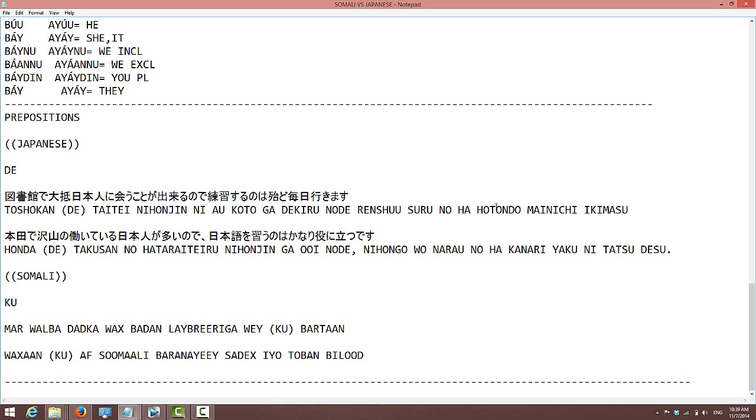Hotondo is almost. Mainichi is every day, and then ikimasu is go. I will go, or I go in general. In this case, it's the general tense. Okay, so that's that. So our main focus here in this sentence was de, at the library.